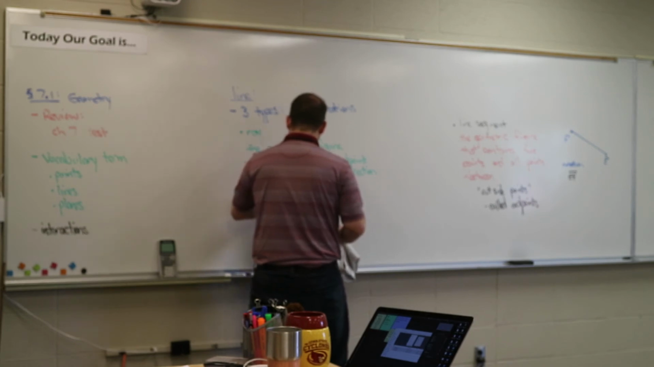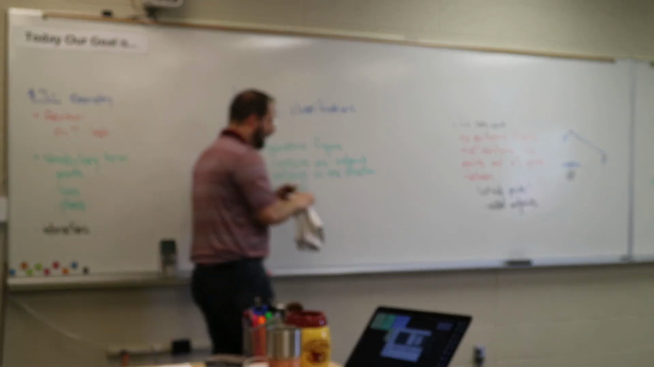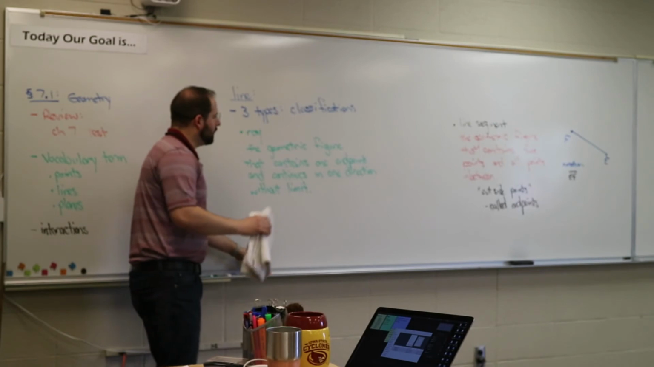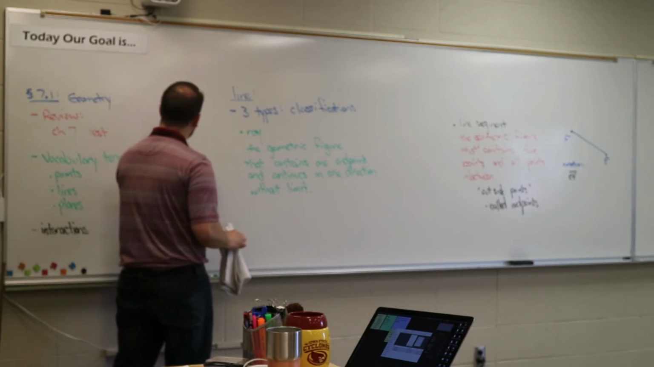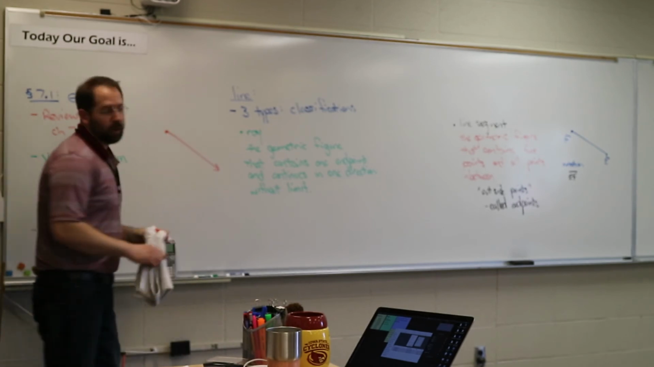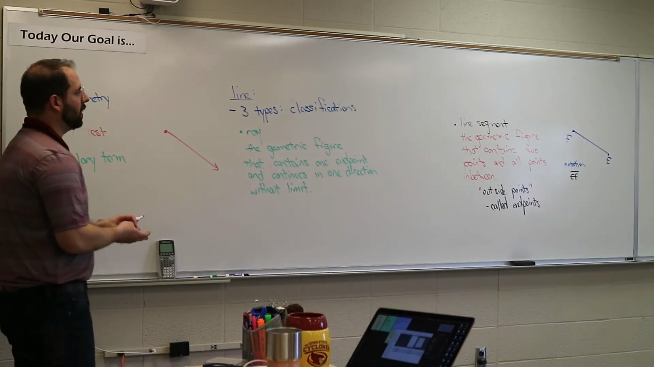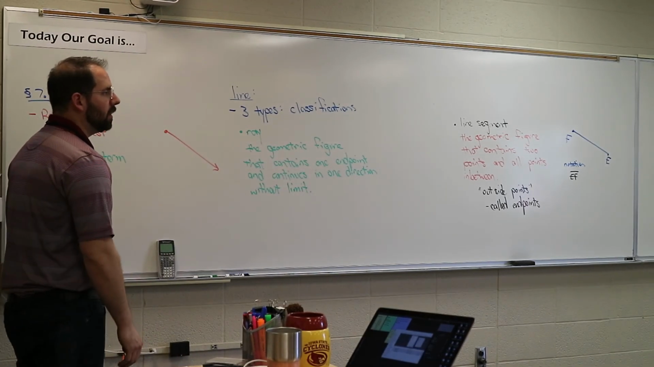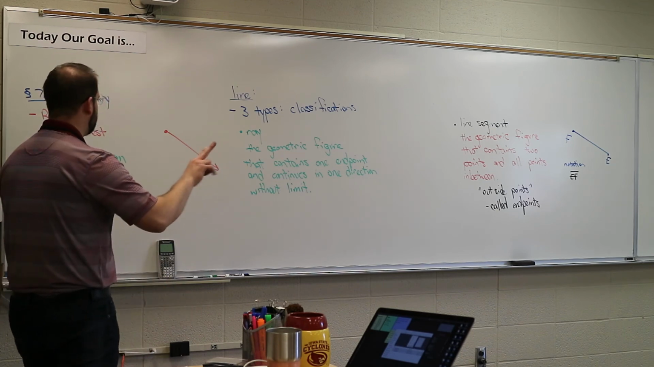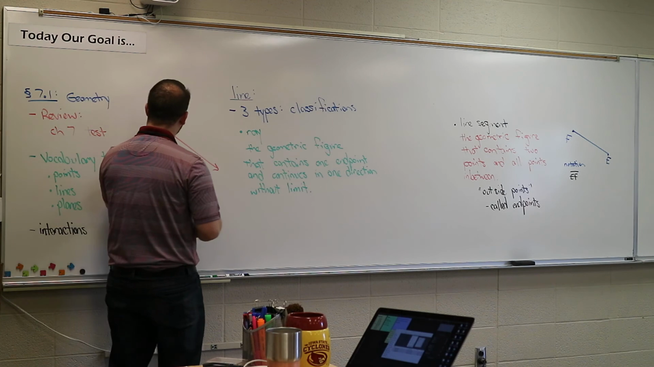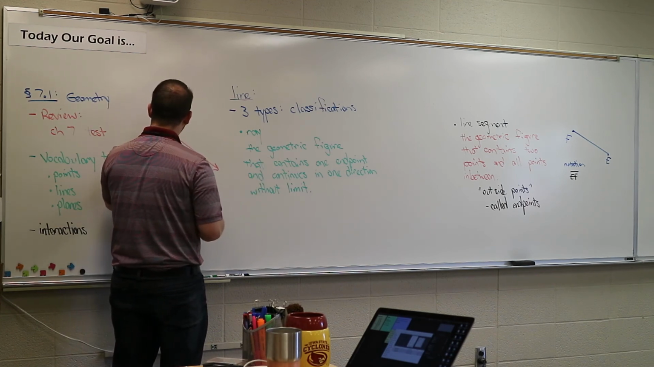Line but with a limit. So I need an endpoint, and it's going to continue in one direction. So here's my ray. Here's my endpoint. I'm going to continue in this direction without limit. Now it is a line, it's a type of line, right? So how many dots do I need on it? How many dots are on lines? Two, right? So this one, I used E and F, so now we're up to G and H.